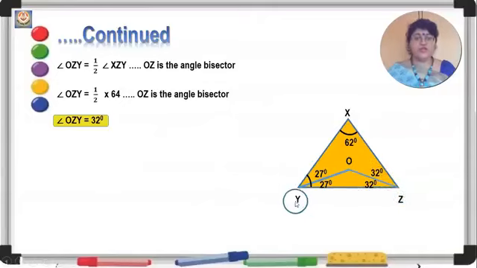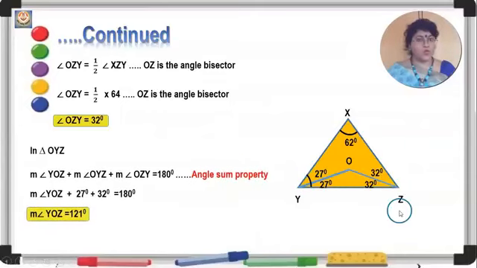So for that, you need to take triangle YOZ. Concentrate only on this triangle. Use angle sum property. So in triangle YOZ or OYZ, write the name of all the three angles, and their total is equal to 180 degree because of angle sum property. Substitute the values. YOZ we do not know. We know that OYZ is 27. We know that OZY is 32, and this is 180 degree. Solve it, you will get measure angle YOZ equal to 121 degree.